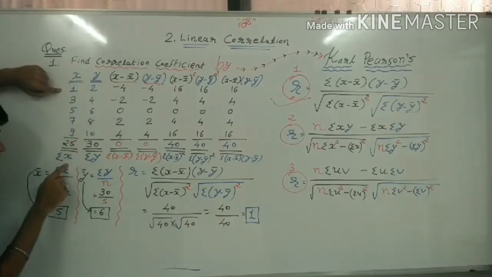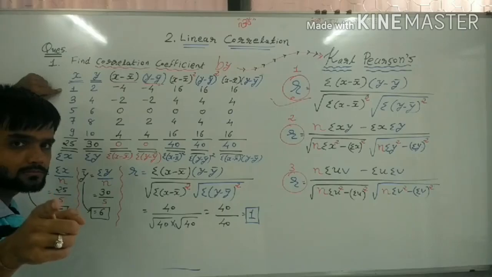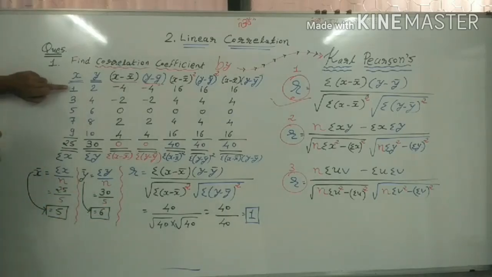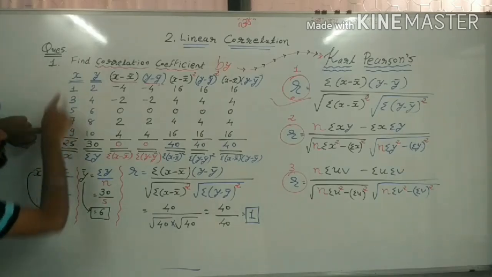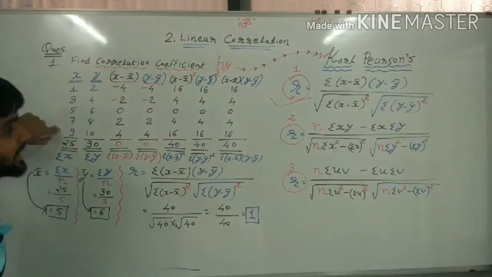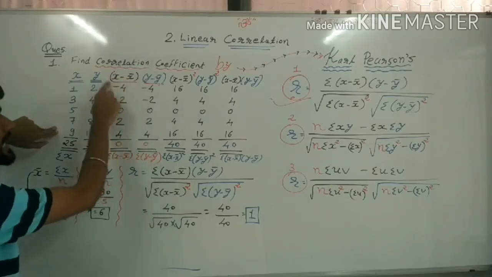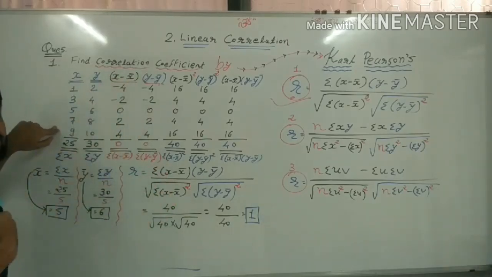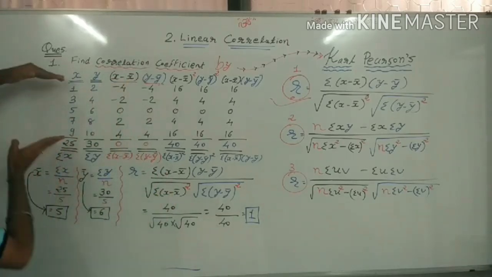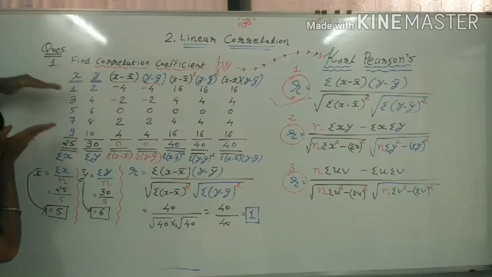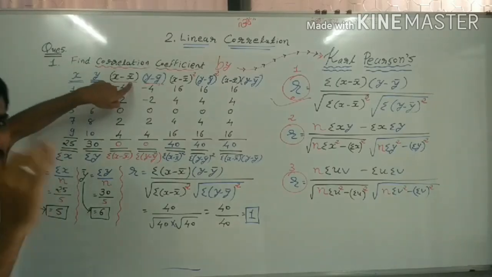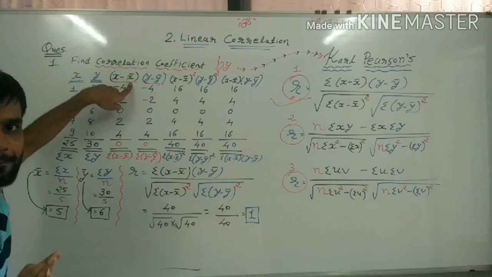Total of x means sigma x, not x. So here values of x are 1, 3, 5, 7 and 9. From all the values of x, we are subtracting x bar. That's why x minus x bar can be found. So from all these values, we are deducting the value of x bar.